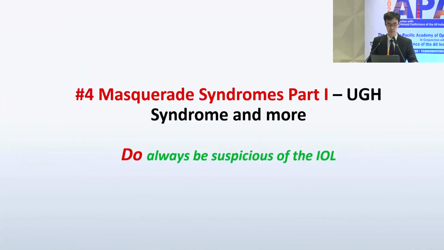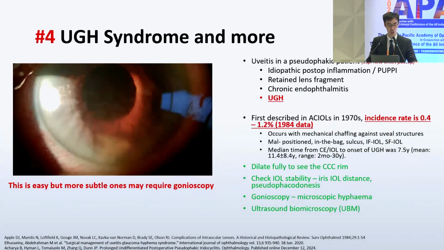Coming to the masquerade syndromes, let's talk a little bit about the non-neoplastic portion of it, and I would like to highlight UGH, uveitis glaucoma hyphema syndrome. I always tell myself to be suspicious of a patient who has an intraocular lens and a new onset of uveitis post-cataract surgery. Of course, it may well be idiopathic. It may be a retained lens fragment that you can see on the photo on the left. That's a large one. That's easy to diagnose, but more subtle ones may need gonioscopy.